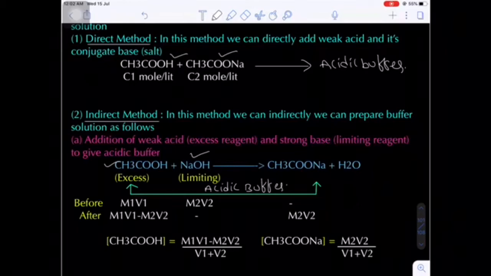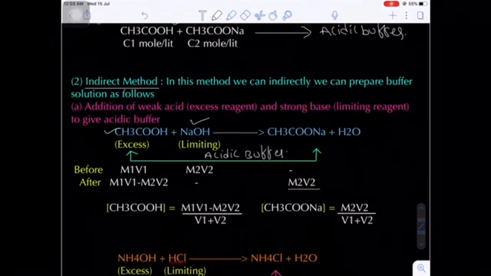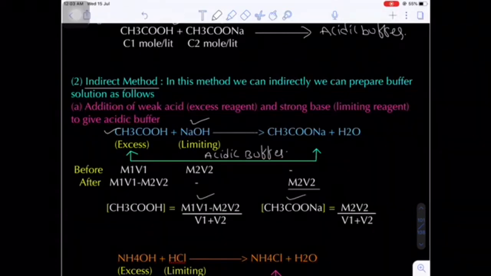Is called what? Acidic buffer. Let's suppose M1V1 is the molarity and volume of the weak acid, and M2V2 is the molarity and volume of the strong base. Okay, the strong base is the limiting reagent, so M2V2 millimoles will be consumed. How many millimoles of acid will be left? M1V1 minus M2V2. How many millimoles of salt will be formed? M2V2. 1:1:1 ratio.